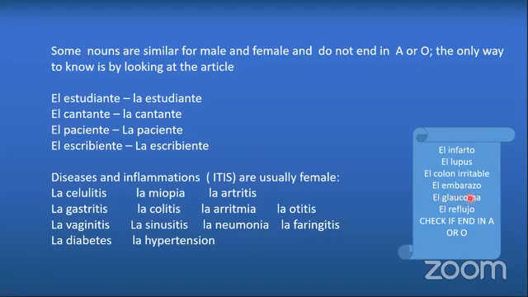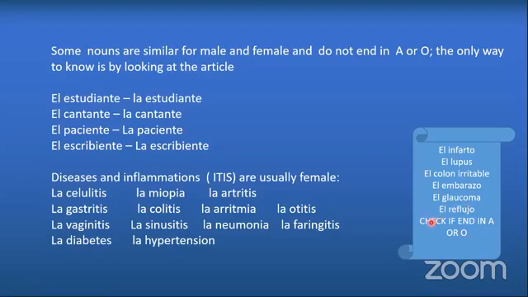El glaucoma, this is a tricky one, ends in A, but the article is going to be masculine. El reflujo. Reflujo ends in O and the article is masculine. That's the reflux, gastroesophageal reflux.